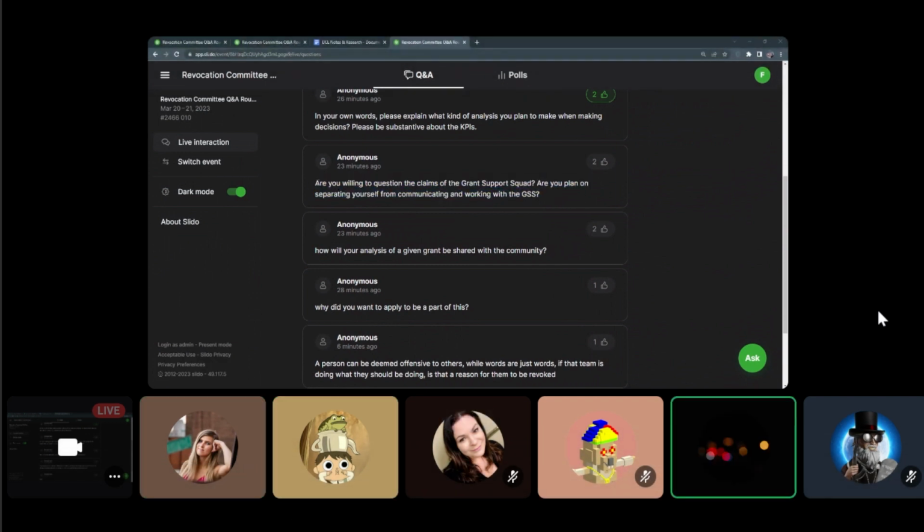I can go first on that one. Perfect. Let me read it, and then you can start, Dax. Are you willing to question the claims of the Grant Support Squad? Are you planning on separating yourself from communicating and working with the Grant Support Squad?